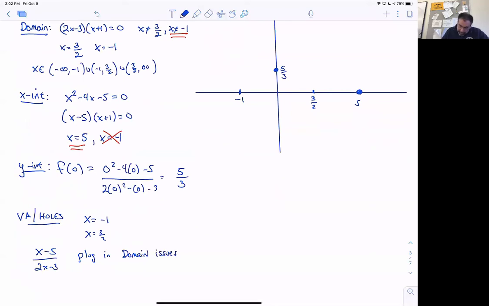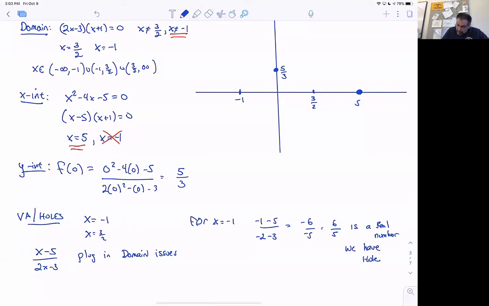So when I go to plug in the domain issues for x equals -1, what happens is I get -1 minus 5 over 2 times -1 minus 3. Again, I'm plugging -1 into x minus 5 and 2x minus 3. When I do that, I get -6 over -5, which is 6/5. If you get a real number, in this case 6/5, that means we have a hole. We have a hole here.